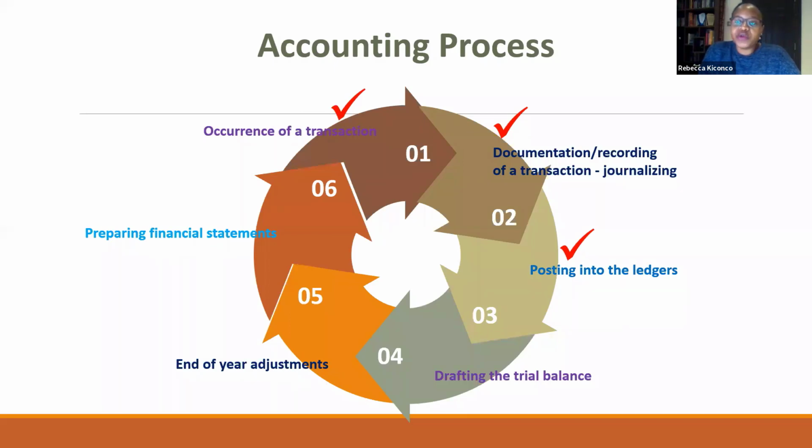After we do that, we look at the fourth stage of the accounting process, which is drafting the trial balance. So those who were in class last week also, we looked at a simple trial balance and how it is extracted from the ledger accounts. Now, when you look at stage number 5, end of year adjustment, there are certain transactions that do not appear in our books, simply because one, they probably have been incurred. I hope you remember the accrual concept. They have been incurred, but they have not been paid.